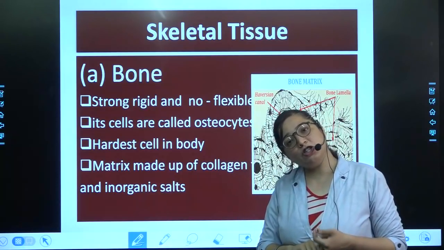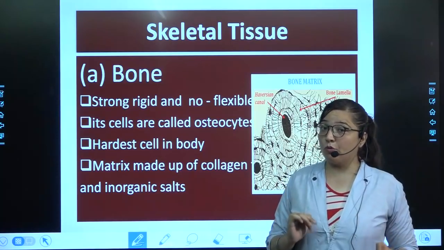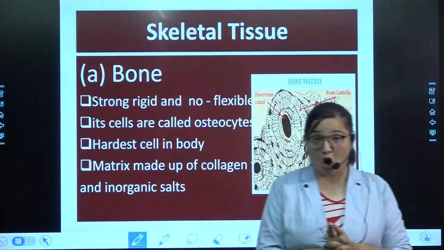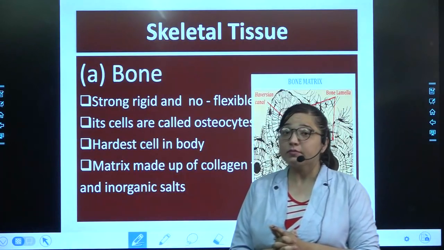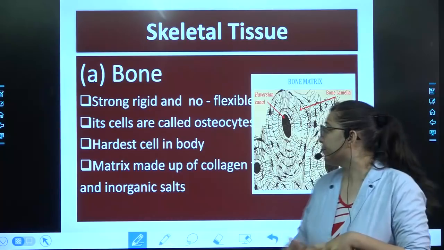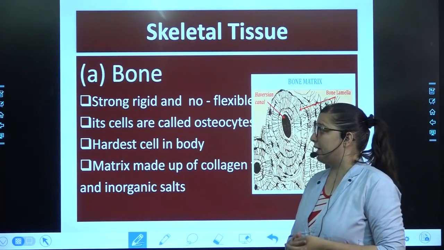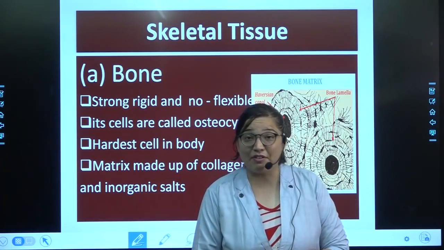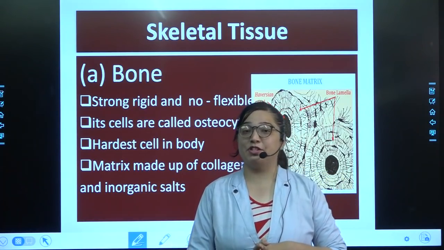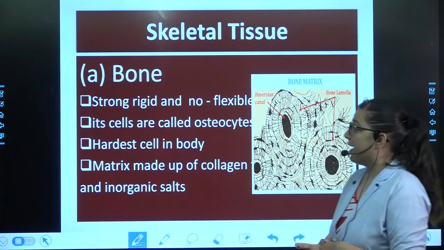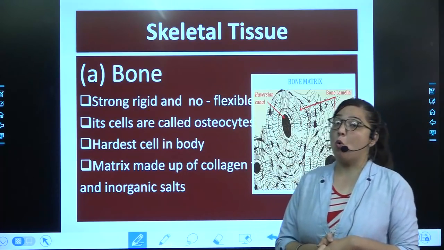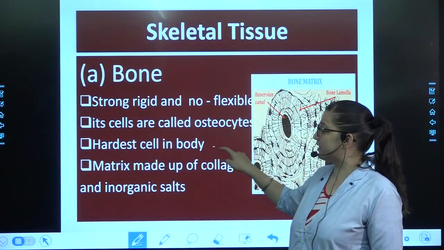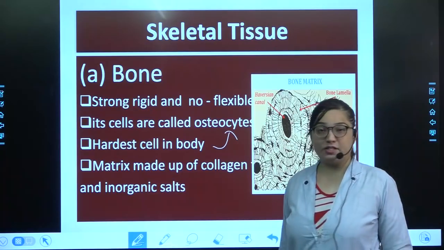How many types of skeletal tissues are there? Two. Bone and cartilage. What are we talking about? Bone. It is the strong, non-flexible and very rigid tissue. Moreover, what are its cells called? Osteocytes. What is its matrix made up of? Collagen fibers and inorganic salts. It is the hardest cell found in the body. And which is the hardest cell found in the body? It is osteocytes.